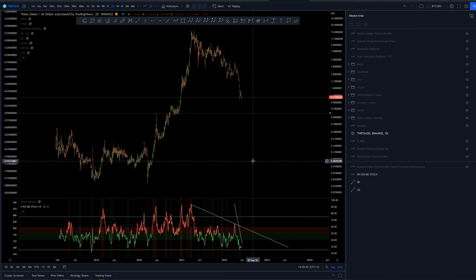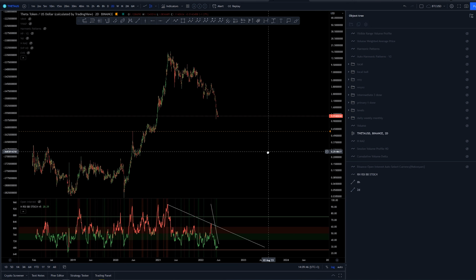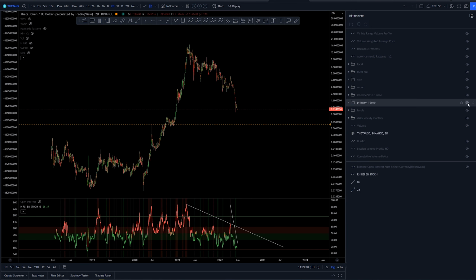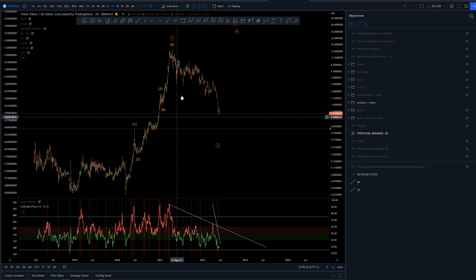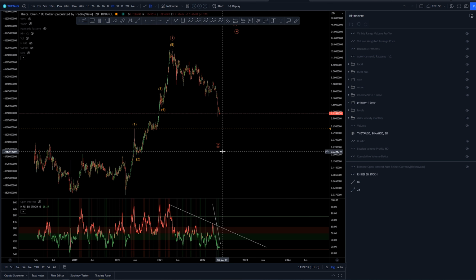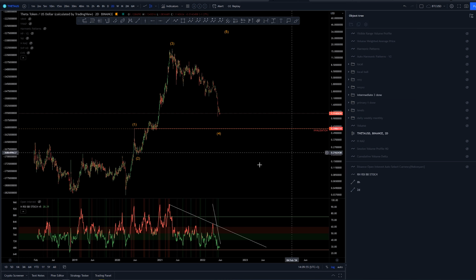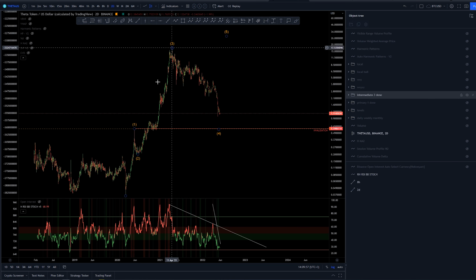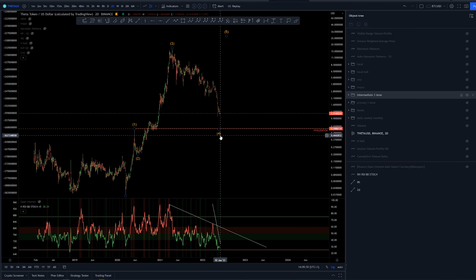Let's get going. On a higher time frame, we've already covered this a couple of different times, but again, just to go over this fast. We have this scenario where we have a possible wave 1 completed here, looking for wave 2 currently. Then we have this possibility where we have wave 1, 2, 3 completed, and currently making the 4th.